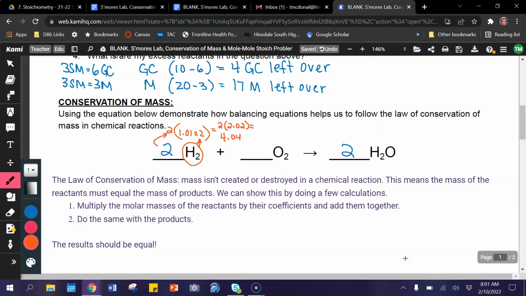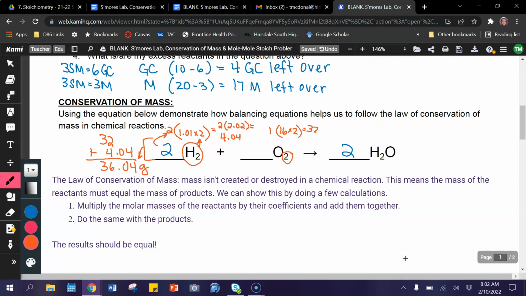For oxygen, the molar mass is 16, and I'm getting that just from the periodic table, but we have 2 of them. And our coefficient here is blank, which means that we just have a 1. So 1 times 16 times 2 is equal to 32. So if we add 32 and 4.04, we get 36.04 grams as the mass of all of our reactants.